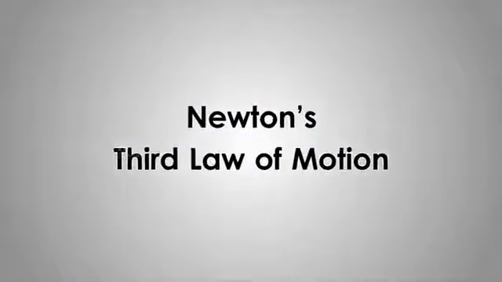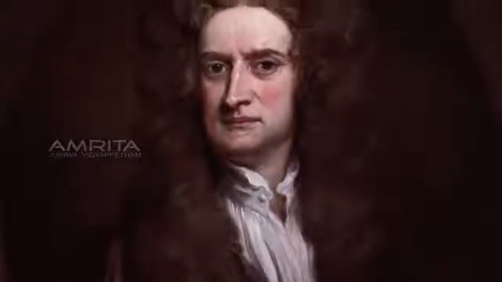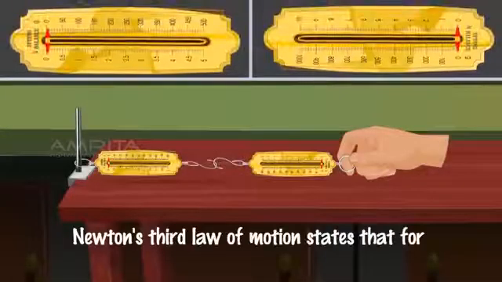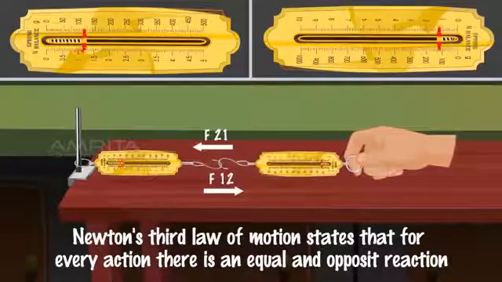Newton's third law of motion. Sir Isaac Newton was a 17th century English physicist who discovered 3 laws of motion. Newton's third law of motion states that for every action there is an equal and opposite reaction.